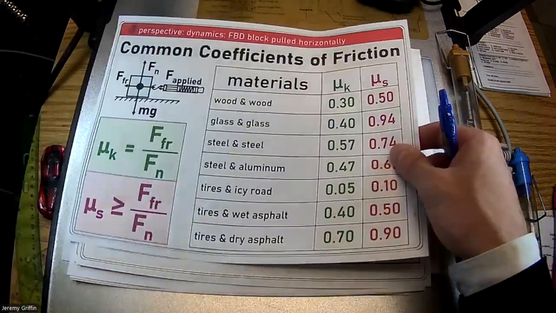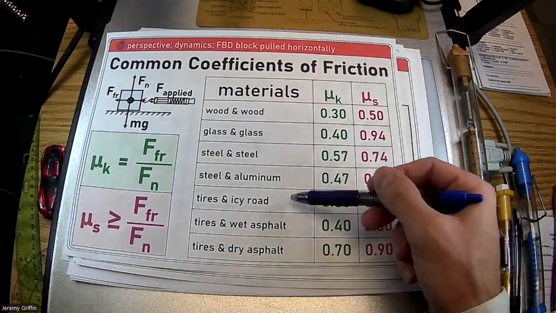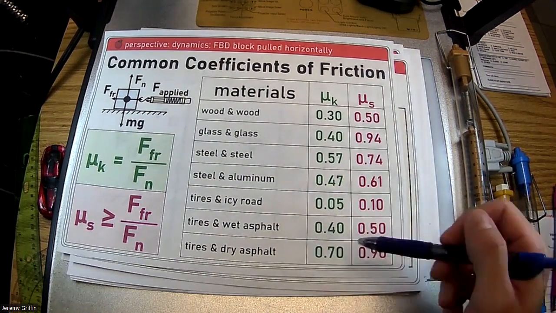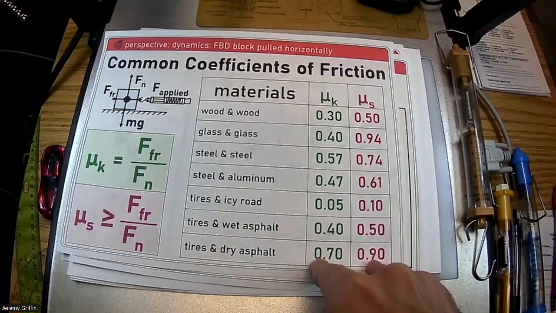Actually, that's exactly what shows up on this table. I've got three different kinds of roads: an icy road, a wet road, and a dry road. Ooh, do you see different coefficients of friction for those different situations?